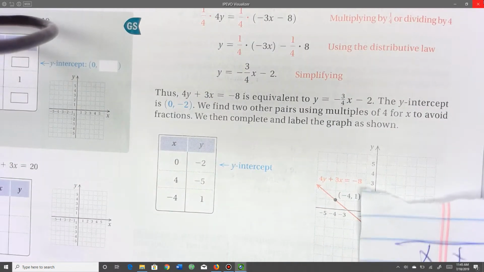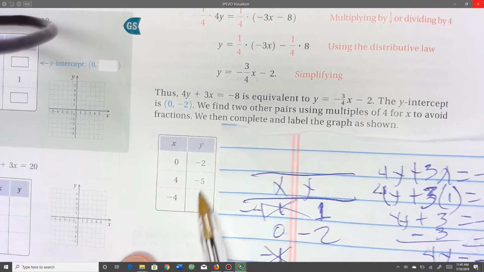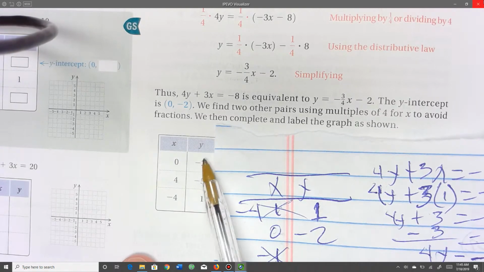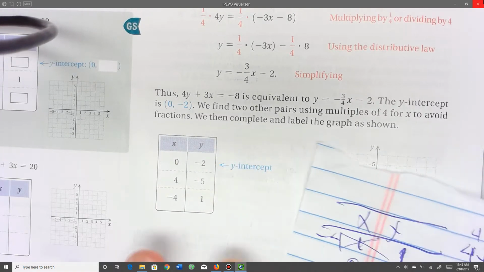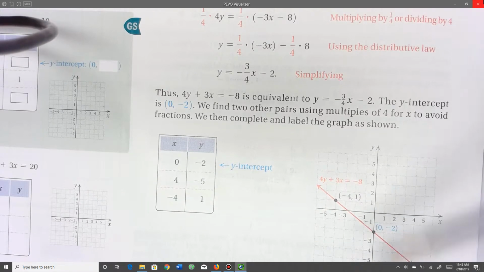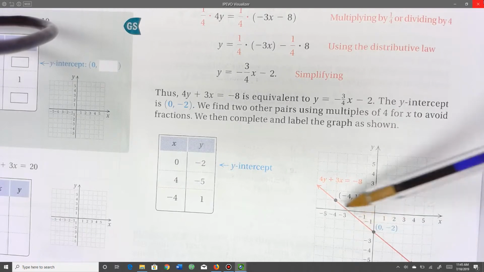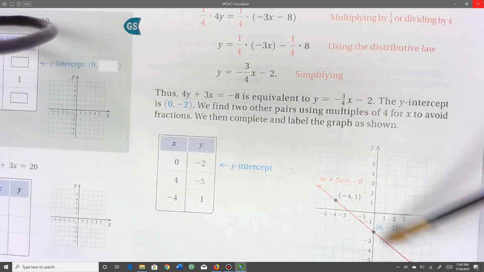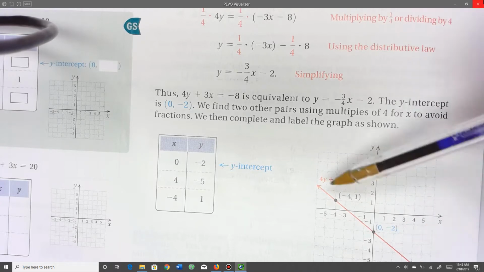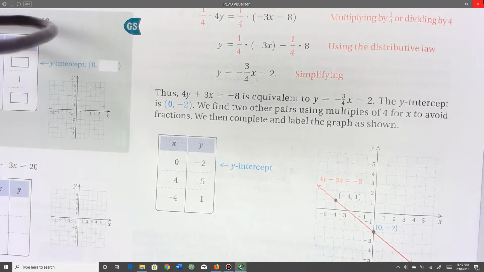3 ordered pairs that we can plot. These are the exact same values we had in the book. So these are the 3 points when plotted together, okay? And then just use a ruler and draw the graph.